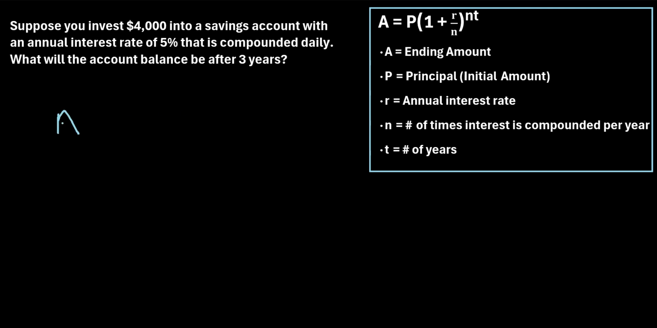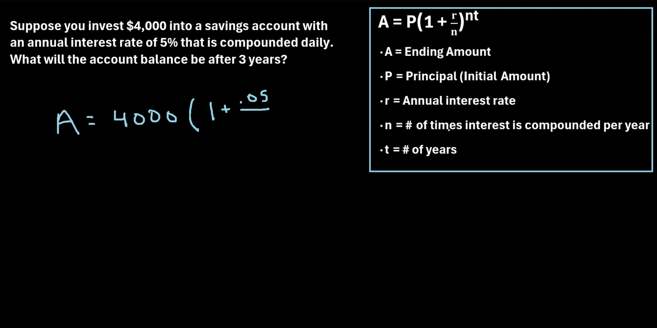We can say A, the ending amount, is equal to P, so the principal, that's the initial amount we invest, which we see is 4,000. So let's write that. 4,000 times 1 plus, we have R over N. So R is the annual interest rate, which we're told is 5%. So written as a decimal, that would be 0.05 divided by N.